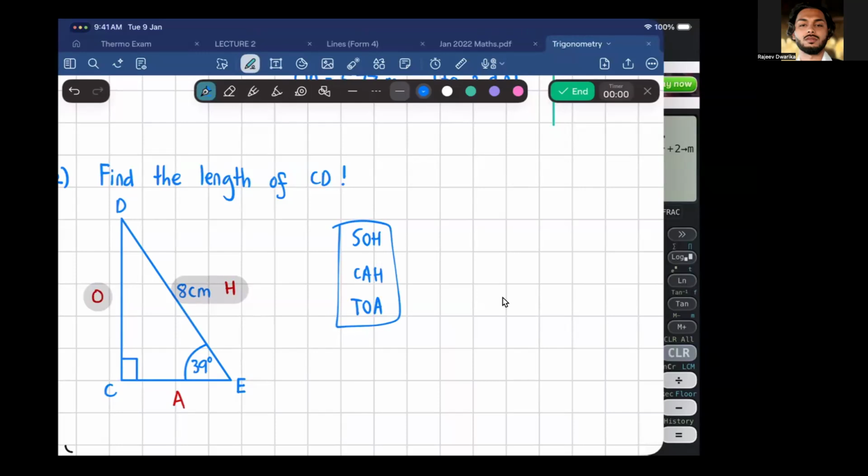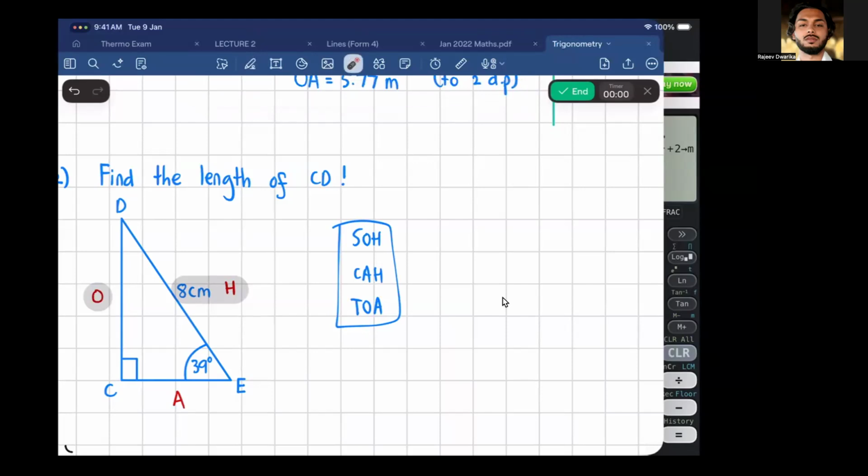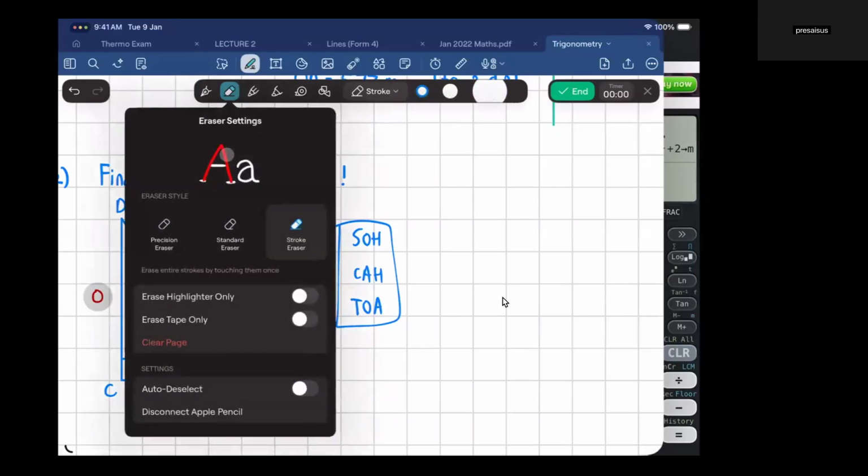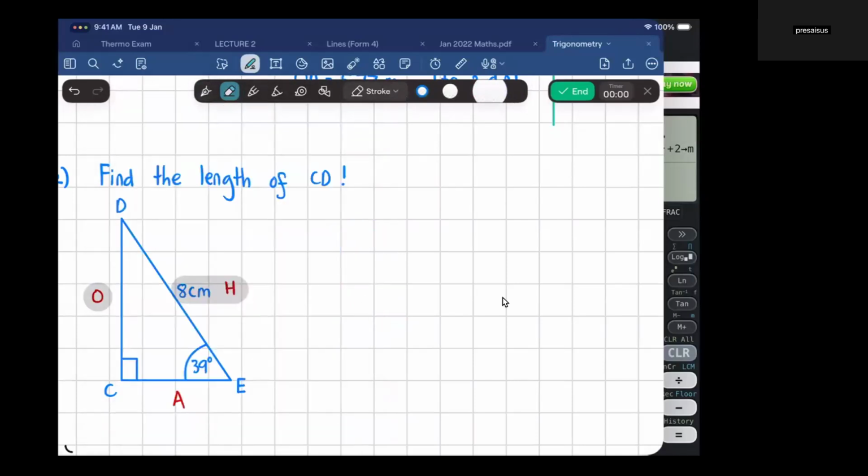I made a mistake by selecting cos. Yeah, because if you select cos, you'll be finding CE, because A is CE, but we want to find CD, so you must select one with O in it. As I checked it over, I realized I made a huge mistake. All right. But it's good that you see the mistake.